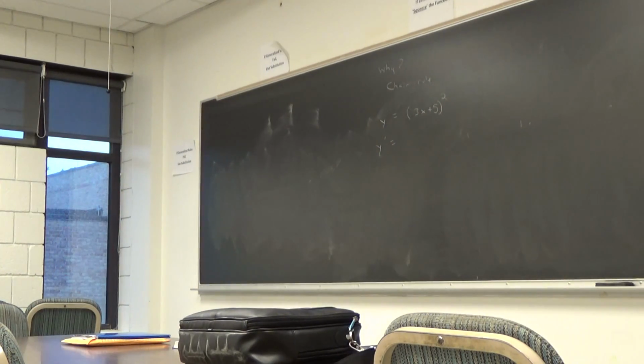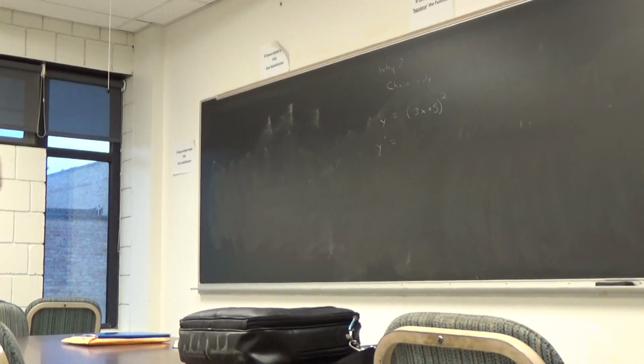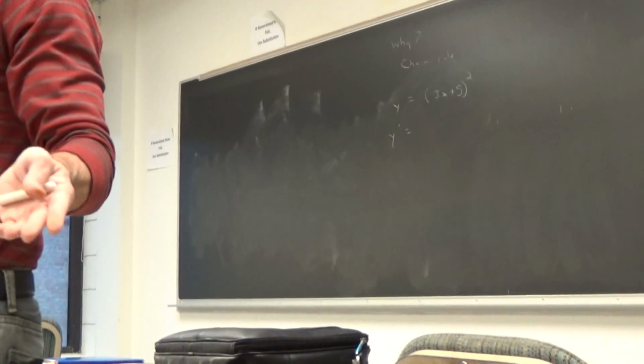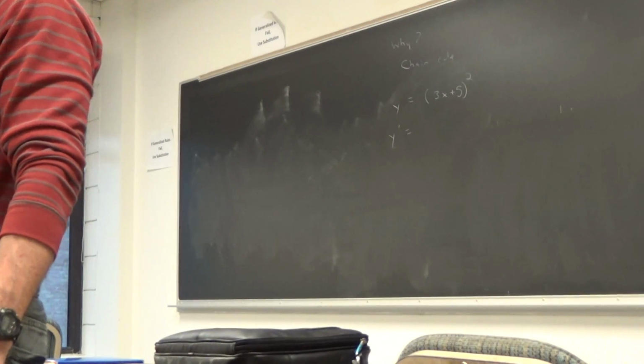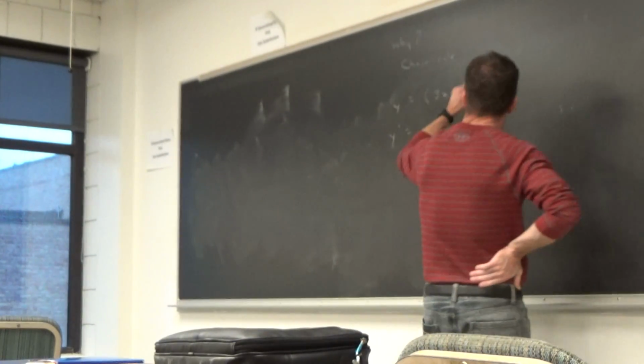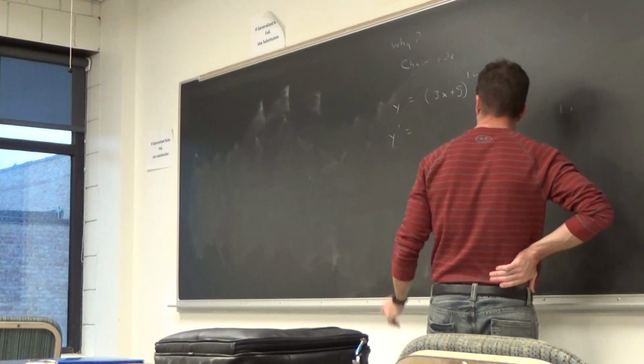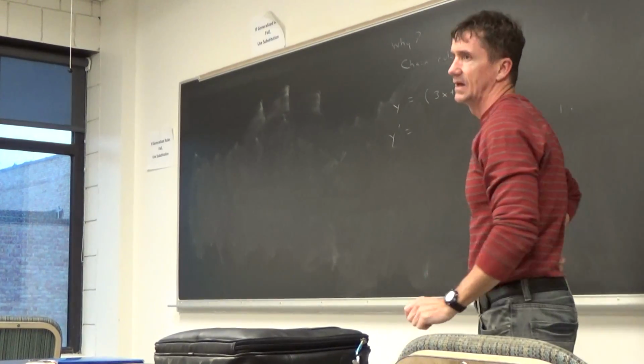One way would be to expand it, which means FOIL it, and then just do power rule on each little part of the polynomial. The second way is, I could write that as 3x plus 5 times 3x plus 5 and do the product rule. True? So why chain rule? We don't even need it here. Here's why. There you go. That's why we need chain rule.